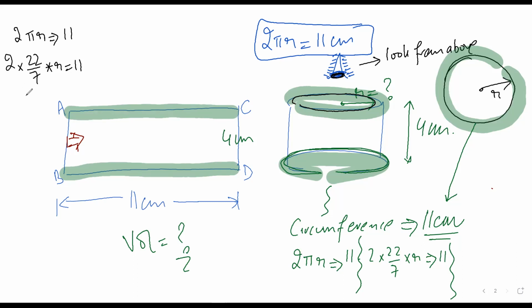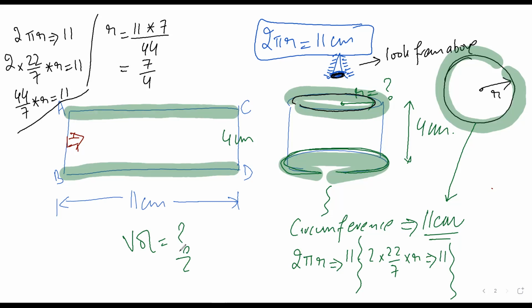So you can write this as 44 by 7 into r is equal to 11. Satya, is it okay? Yes, sir. Therefore, r is equal to 11 into 7 upon 44. Am I okay? Yes, sir. Therefore, r is equal to 7 by 4. Any doubt here? No doubt, sir. 11 fours are 44. Therefore, r is equal to 7 by 4 centimeter. So this r, this r, this r is 7 by 4 centimeter. Any doubt there? No, sir.